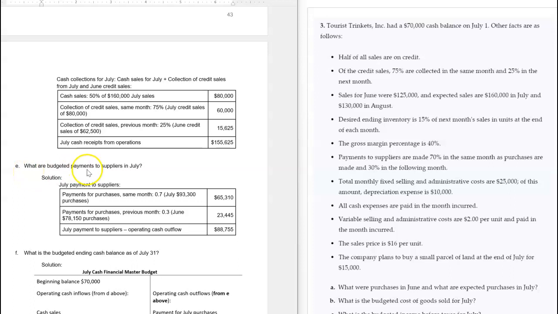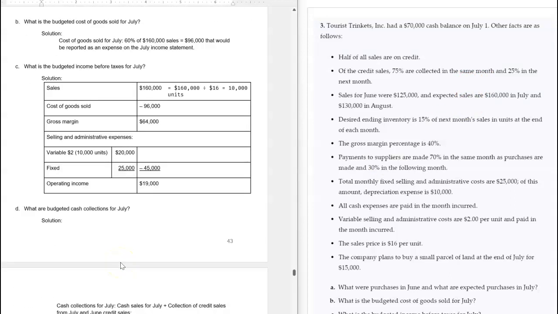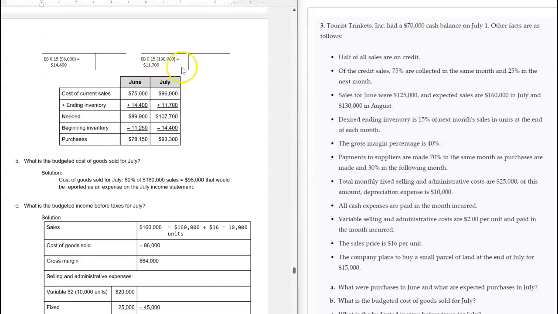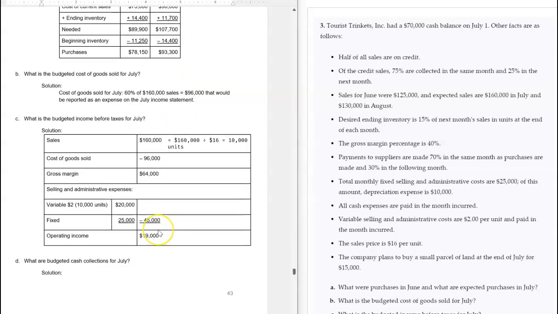What are the budgeted payments to suppliers? We paid 70% of purchases in the same month. So in July, we were purchasing 93.3. Where's our purchases? It's up at the top. We calculated our purchases up above here, in this little schedule. So in July, our net purchases were 93,300.